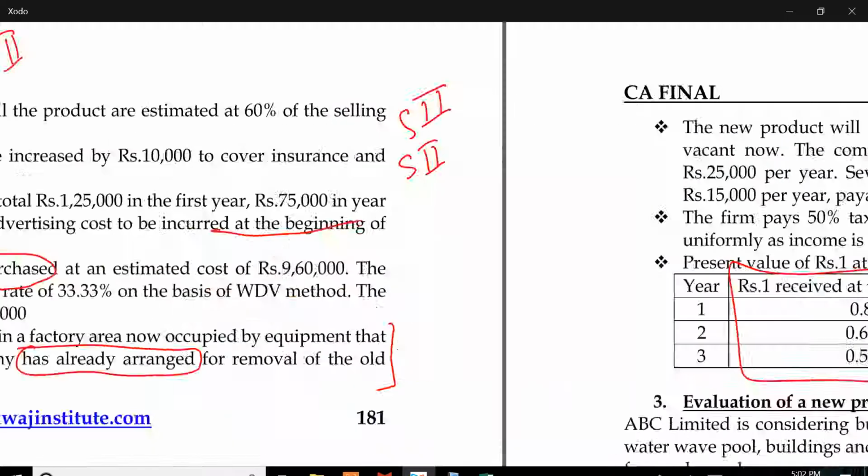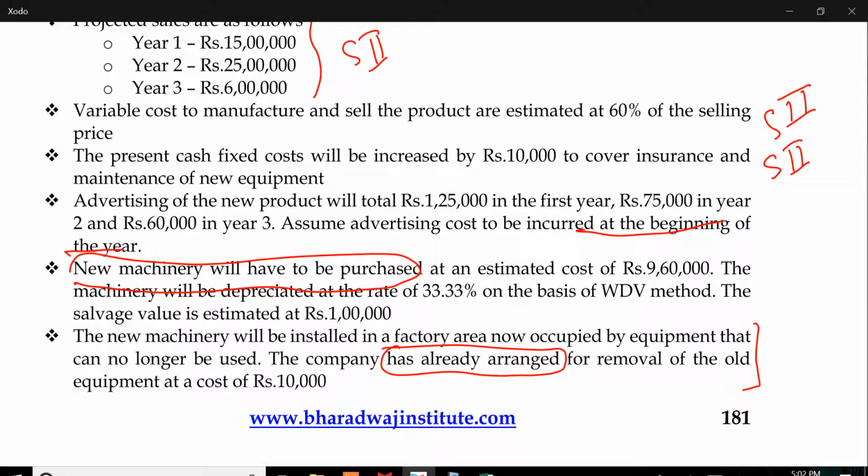We are purchasing the asset capex in year 1, the 9,60,000. So for that year also I will be incurring some insurance. Depends. If it is happening at the beginning of the year, then I'll take it in step 1. For 9,60,000 I will be adding the 10,000. Yes, obviously it will go to step 1.